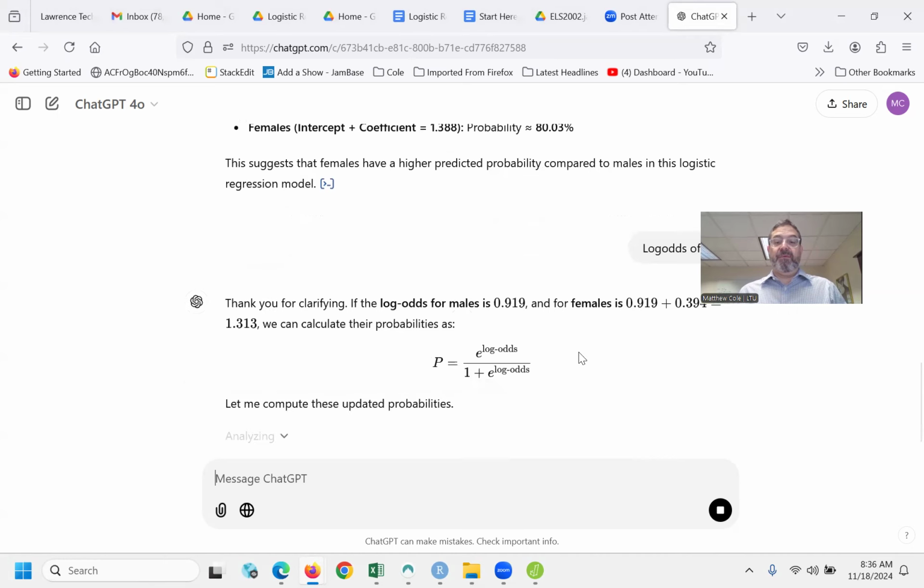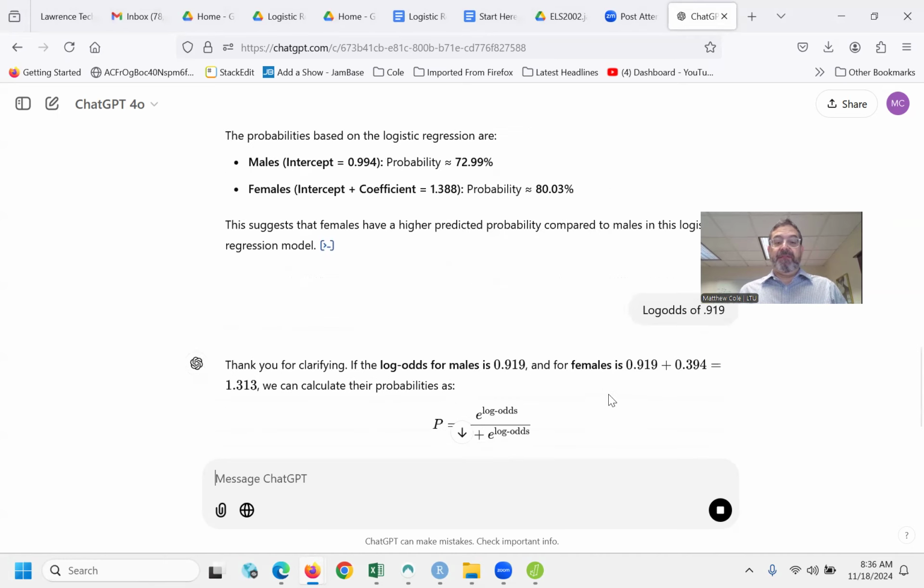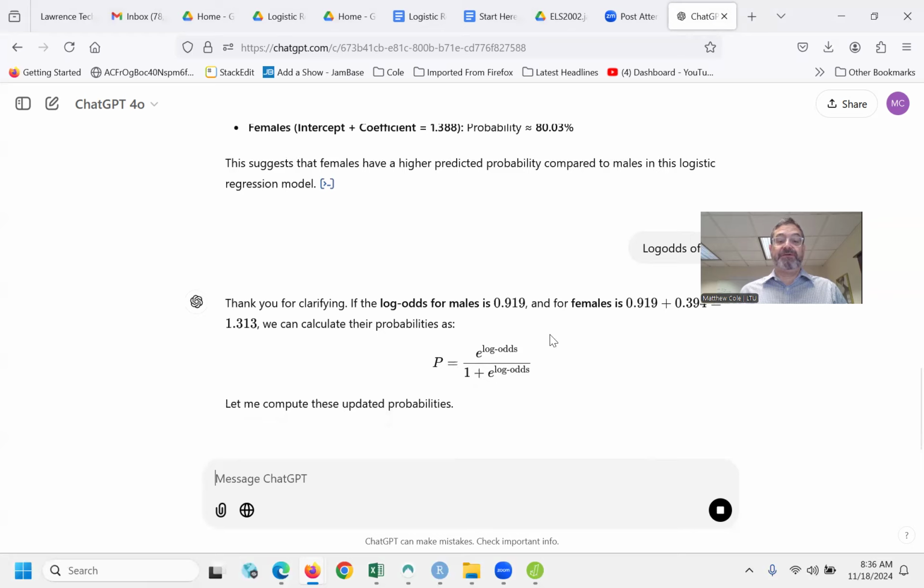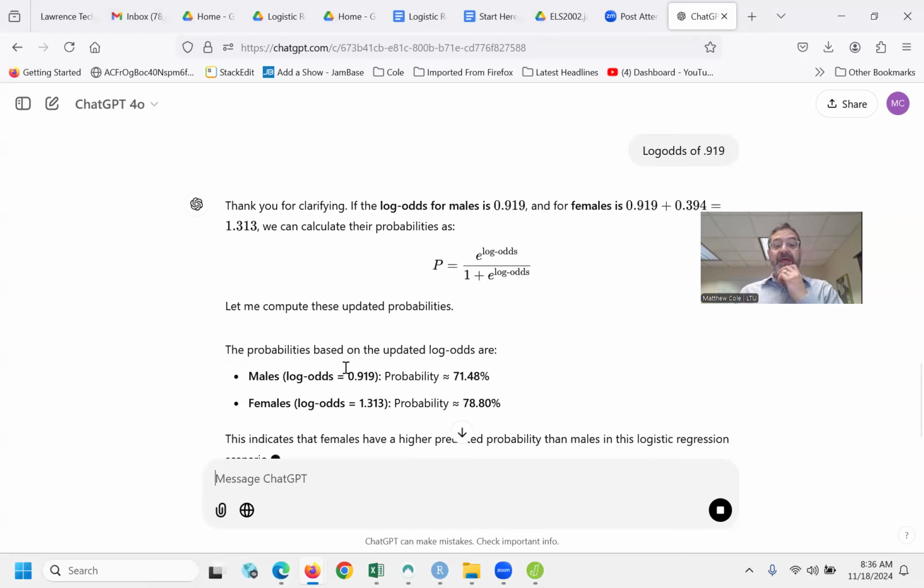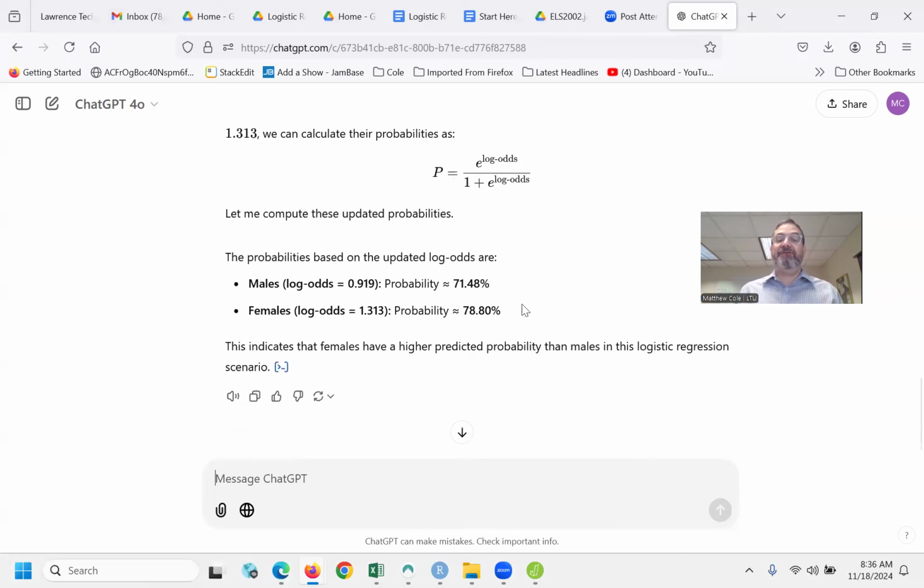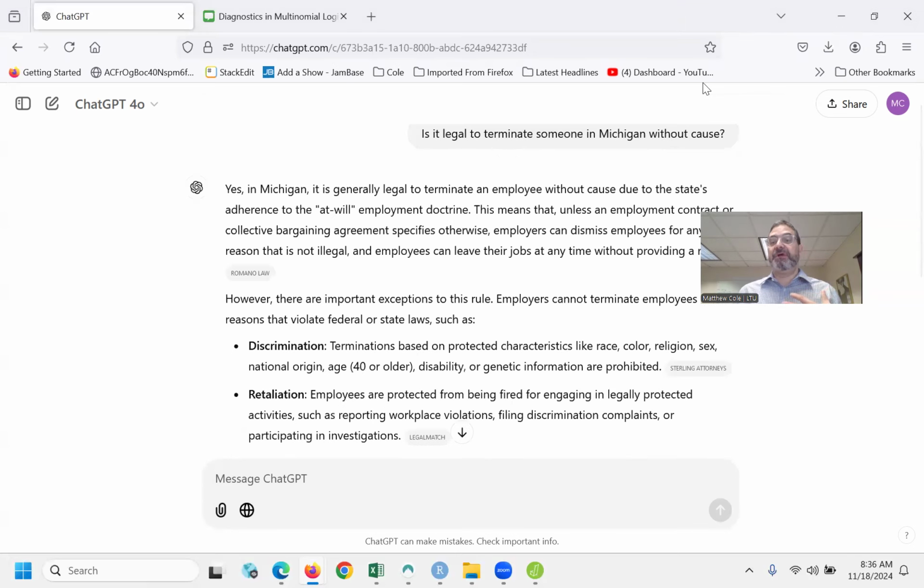So the males would be 0.919 and the females are going to be 0.919 plus 0.394, which is 1.313. There's the formula. And then we can see that the males' actual probability is around 71.5%, and females 78.8%. You don't have to do that. I just wanted to show you how to do it.